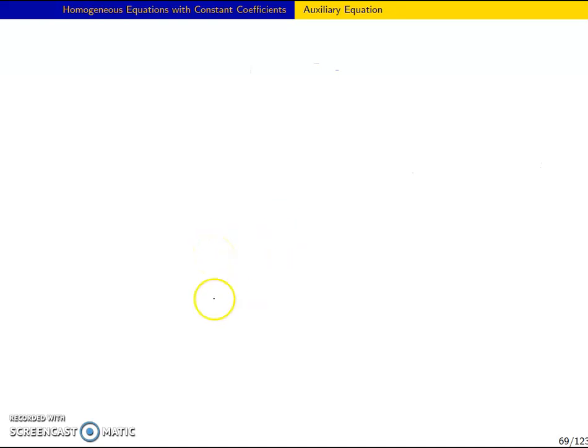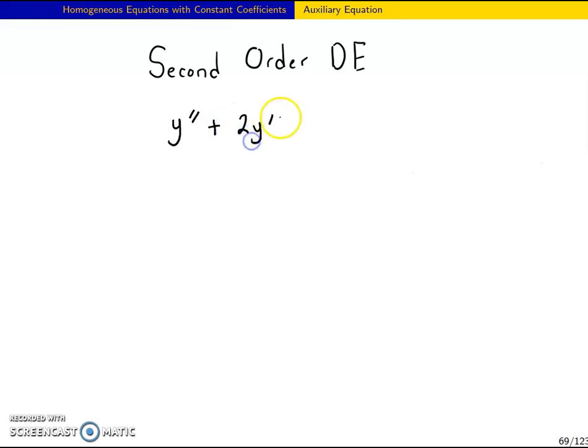Good morning, everyone. Today we're going to continue looking at the solution for differential equations, particularly the second order differential equation. We want to just focus on second order differential equations. For example, you can have y double prime plus 2y prime plus 3y equals 0. Now this is second order because of the two derivatives here, and equals 0 also means that we have a homogeneous equation.